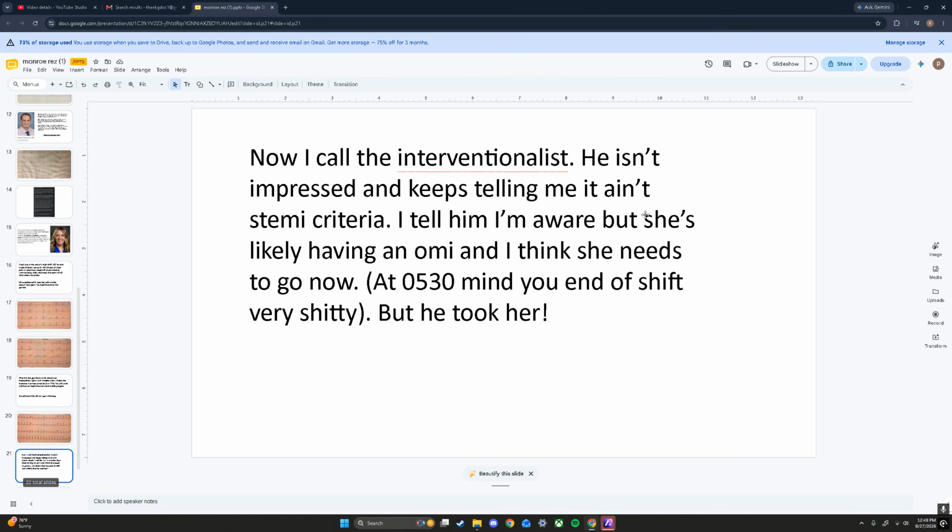Okay, hold on 1 second. Now I call the interventionalist. He isn't impressed, as they usually aren't, and keeps telling me that it ain't STEMI criteria. I tell him I'm aware, but she's likely having an OMI, and I think she needs to go now. Very good. I'm very proud. At 5:30, mind you, end of my shift. But he took her. Good job.